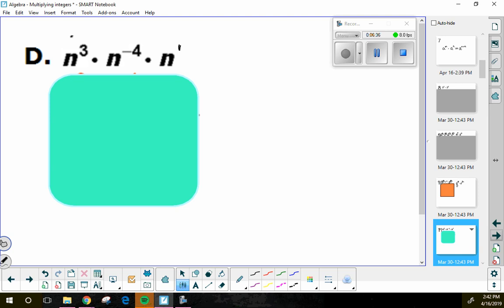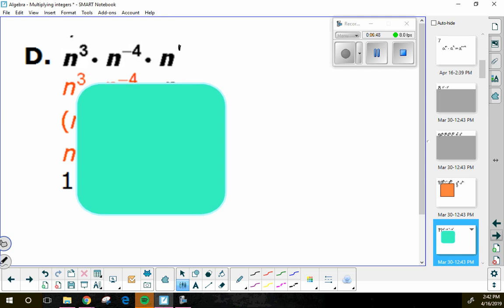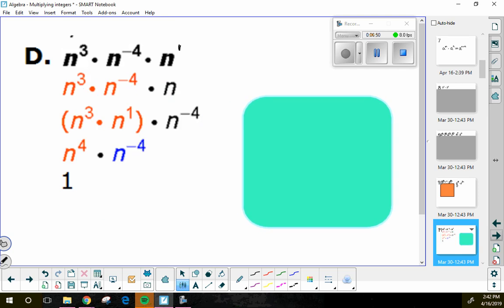Okay, hold your boards up. So everybody's holding up what they have on their whiteboard so I can see. If you're not done, Kaya, it is okay. I just need to know that you're not done. That's fine. This turns out to be 1, because when you add 3 minus 4, you get negative 1, plus the 1 here ends up being n to the 0, and anything to the 0 power is 1. Okay.